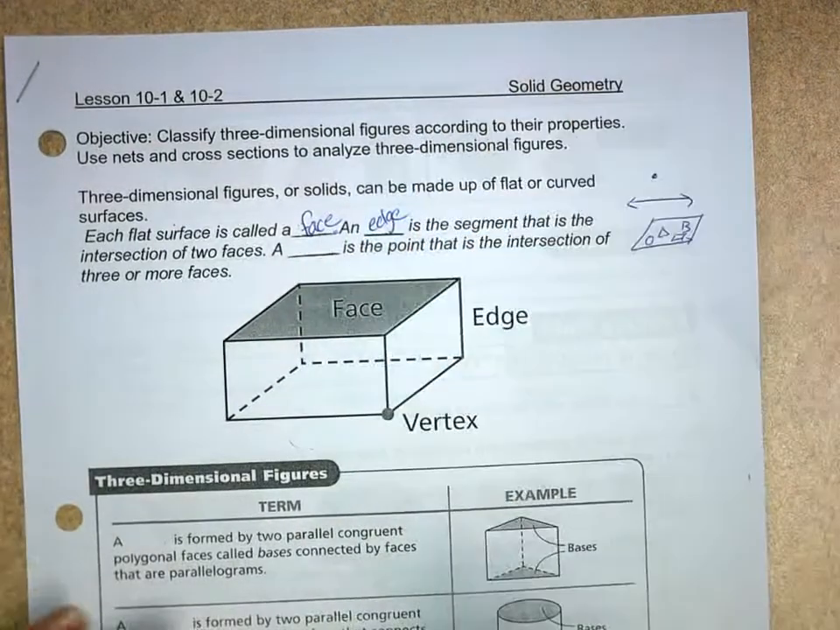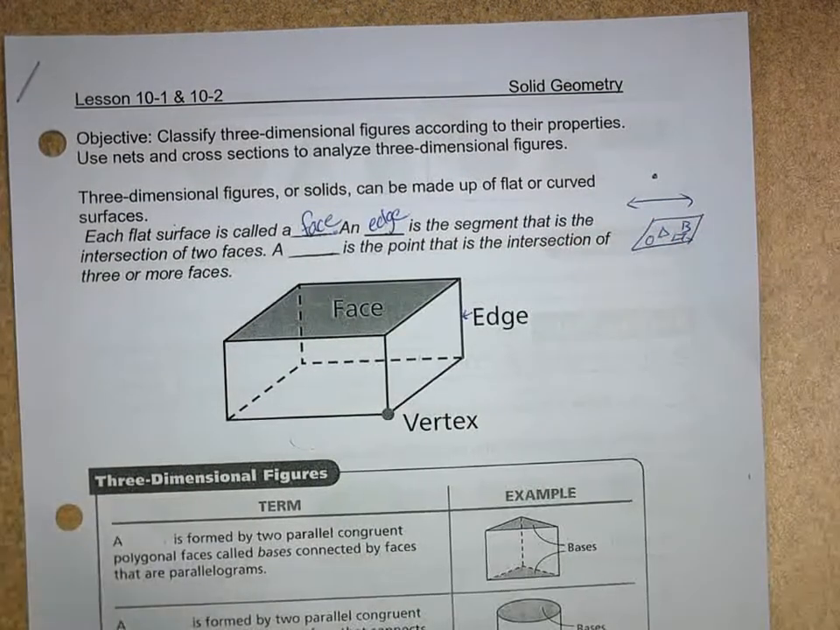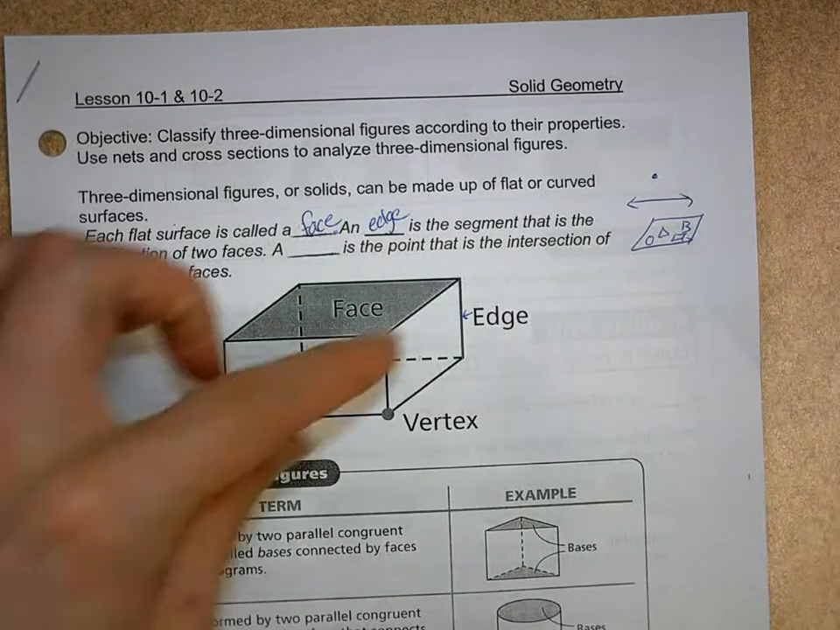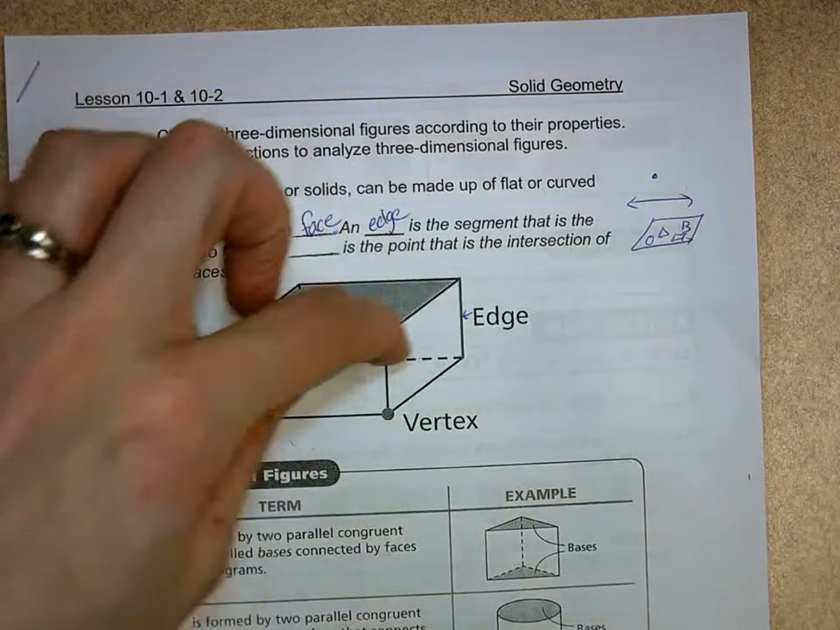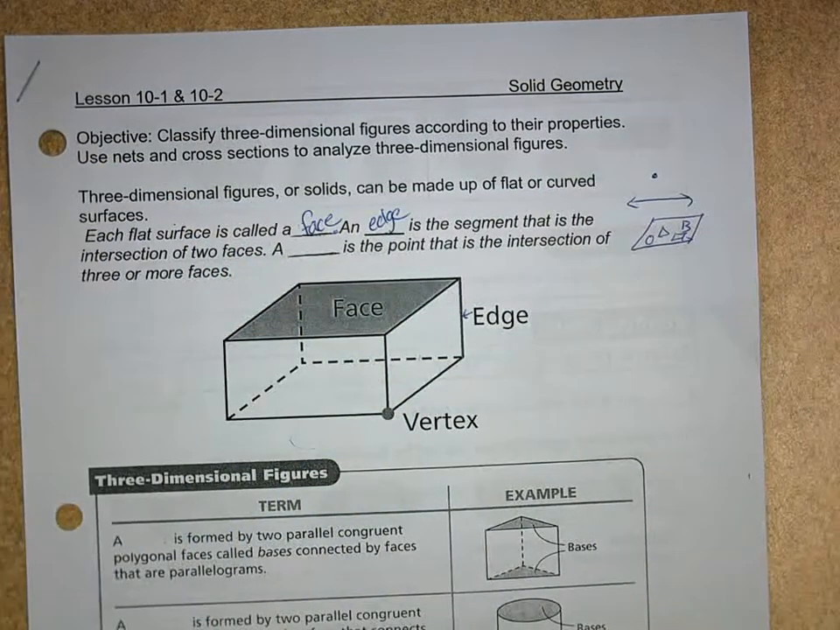Then we also have what's called an edge. Now an edge is just the segment that's formed when 2 faces hit. Well, you're going to have lots of edges with these. So that's not abnormal, because you have what's called an edge around the bases, and then you have your vertical ones going up. It's just where any 2 faces intersect.